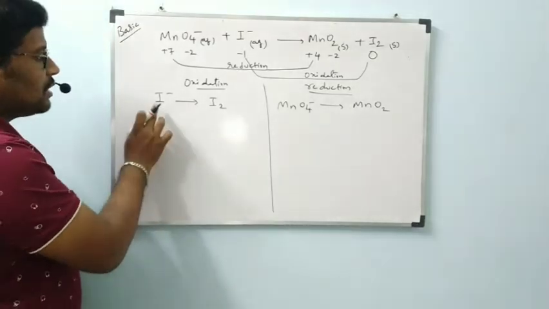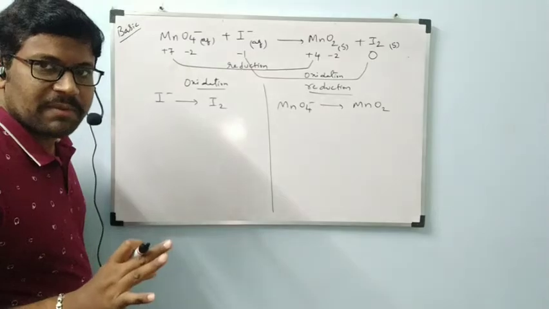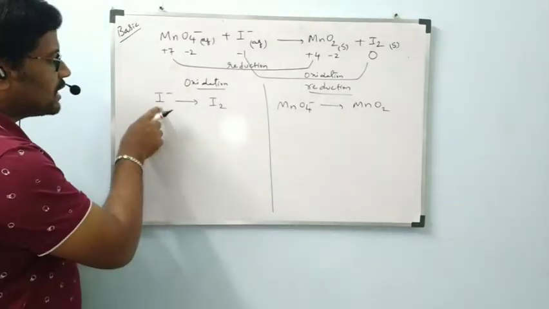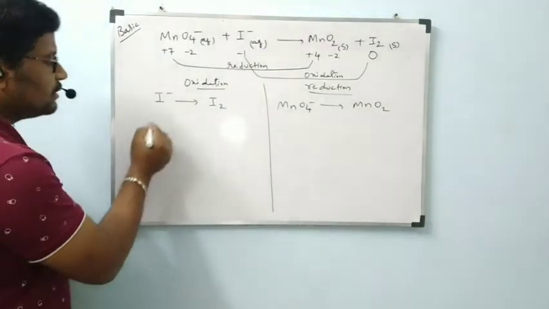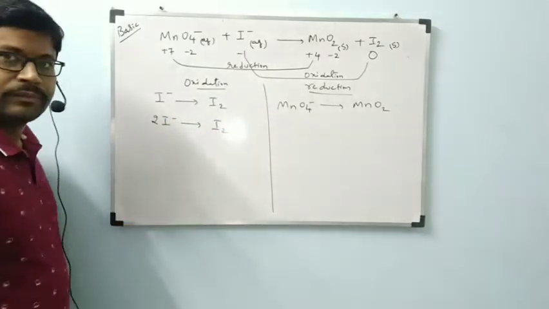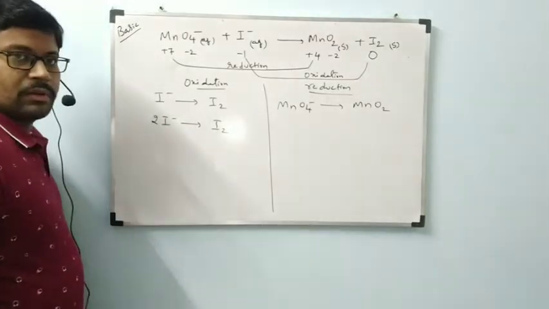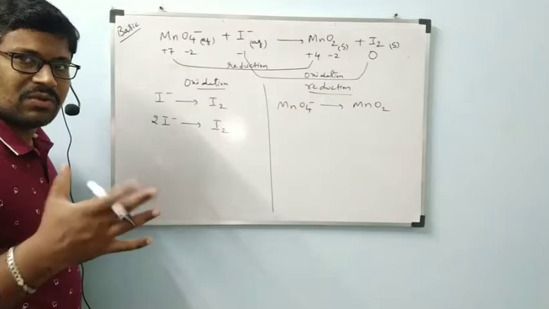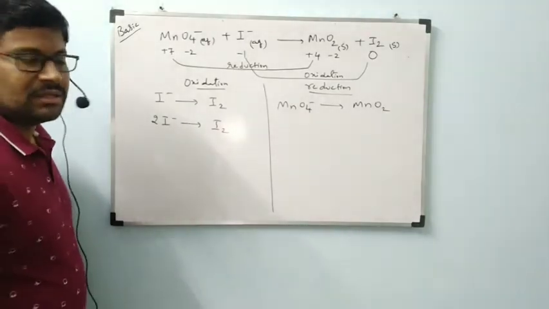Now, iodine is there. Except oxygen and hydrogen, other elements must be balanced. Here iodine is not balanced. Here one iodine, here two iodines are there. So first step, we balance iodine: 2I minus gives rise to I2. After that, it is a balanced equation. No oxygens are there, no hydrogens are present. Then we need to balance the charge.